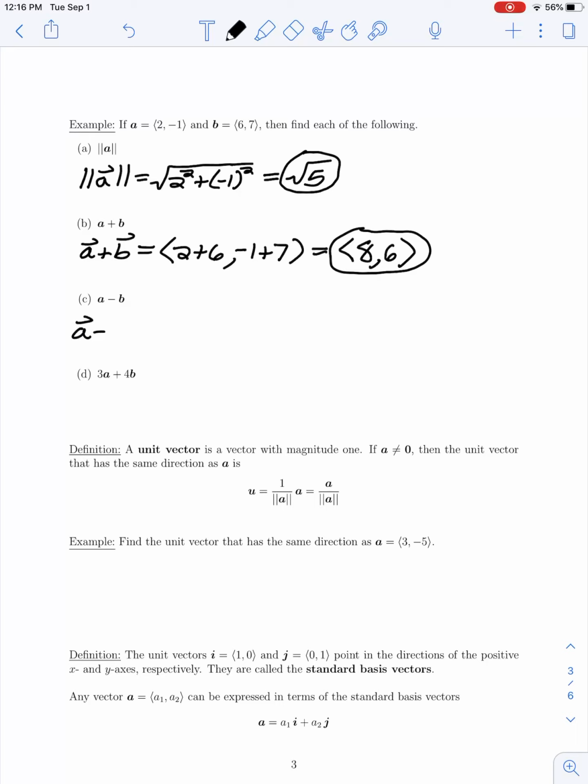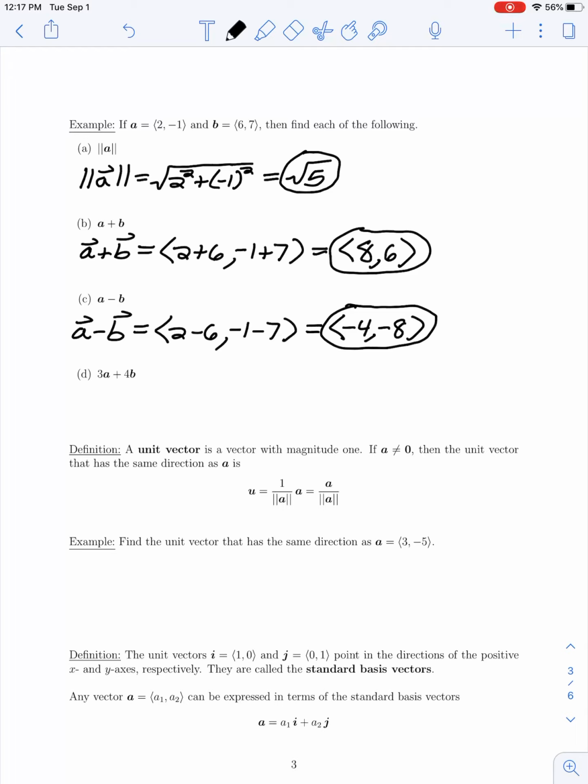Now for A minus B, we have the vector whose components are the difference of the components of A and B. So for our first component, we would have 2 minus 6. And for the second component, -1 minus 7. So we then have the vector -4, -8 for A minus B.